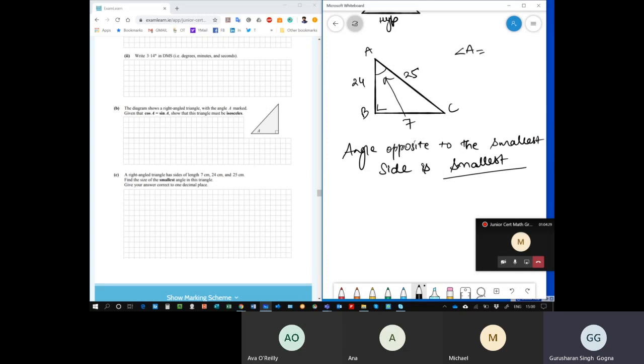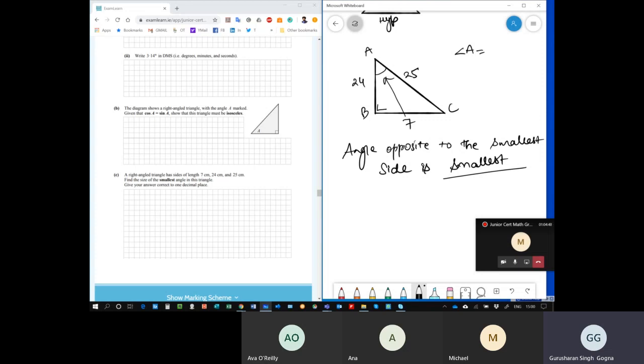And the same thing, angle opposite to the longest side. It's the same line as the right angle. Okay, I don't understand what you mean. Same line as the right angle.